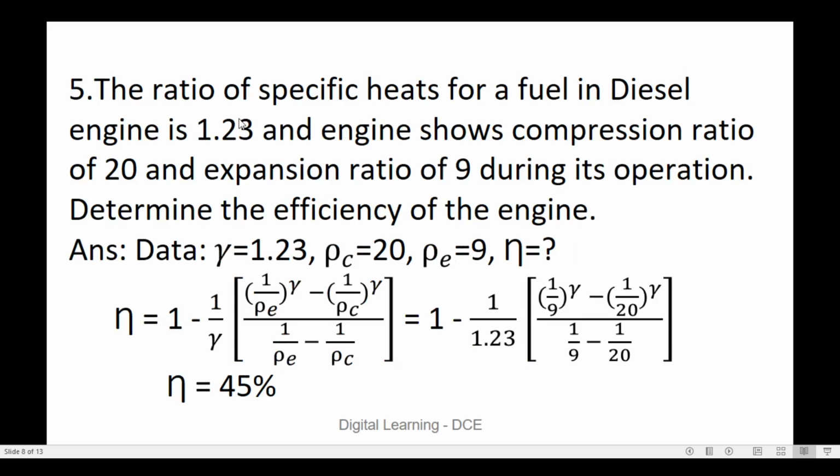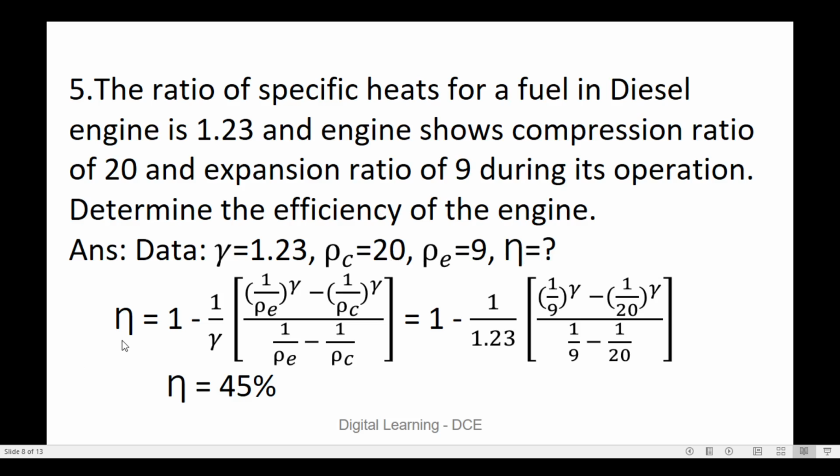So next problem: the ratio of specific heats for a fuel in a diesel engine is 1.23, and the engine shows a compression ratio of 20 and an expansion ratio of 9 during its operation. Determine the efficiency of the engine. The given data is gamma equals 1.23, rho c equals 20 and rho e equals 9. We have to find the efficiency.